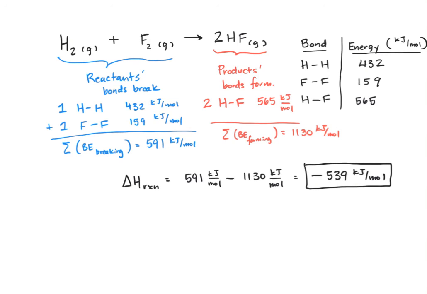This means that this reaction releases energy in net. Since the sign of our overall enthalpy, delta H for our reaction, is negative, it's less than 0, that must mean that our reaction is exothermic. In other words, the net result of this reaction is that it releases energy as it happens.